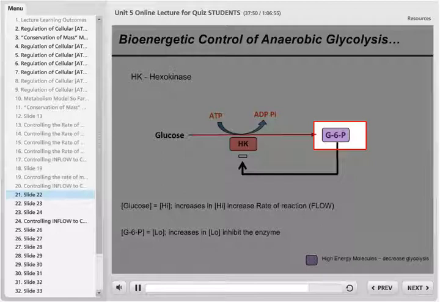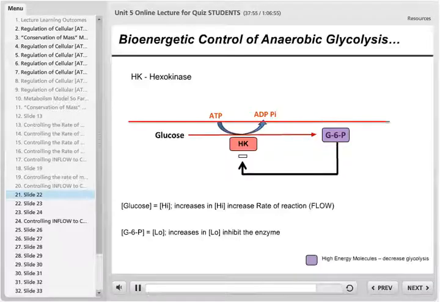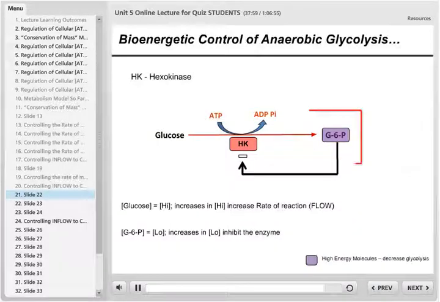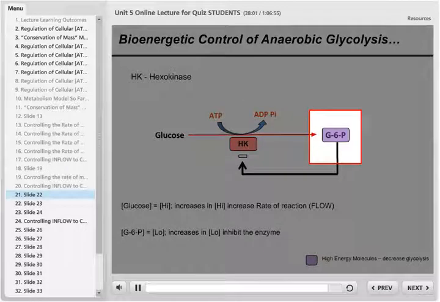So when this increases, it's a signal that less of this glucose breakdown is required because we have lots of this. And so therefore we have product inhibition of hexokinase. It's the primary way in which hexokinase is controlled.